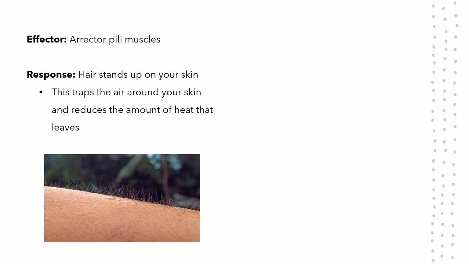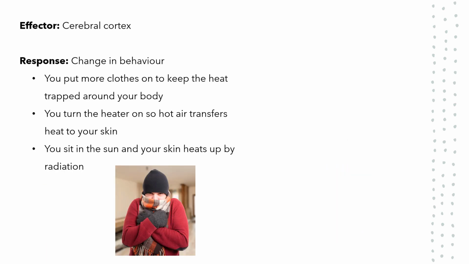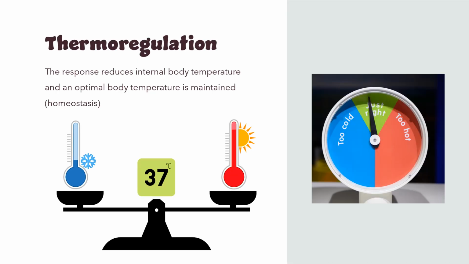Again, we have the erector pili muscles, allowing your hair to stand up, and your cells increasing the metabolic rate. Again, your cerebral cortex, which produces a response of changing your behavior. So read through these if you like, pick out one or two that you think you can remember as examples to use in an exam or a test or a SAC. Again, this is thermoregulation. You are reducing internal body temperature, this should be increasing body temperature and maintaining homeostasis, which is a comfortable 37 degrees.